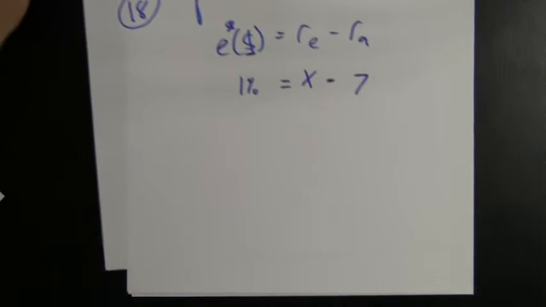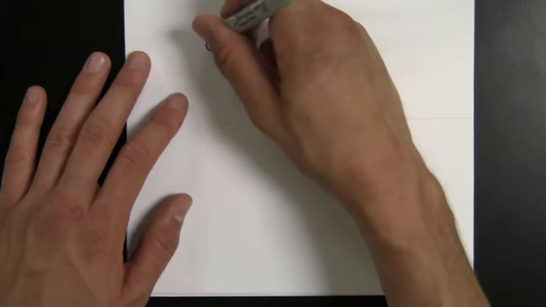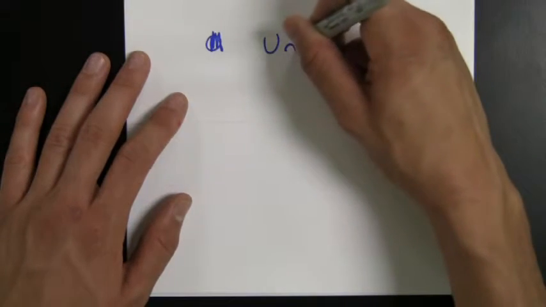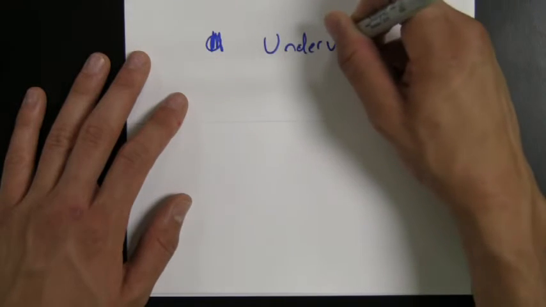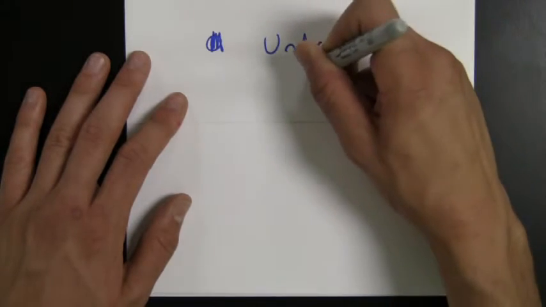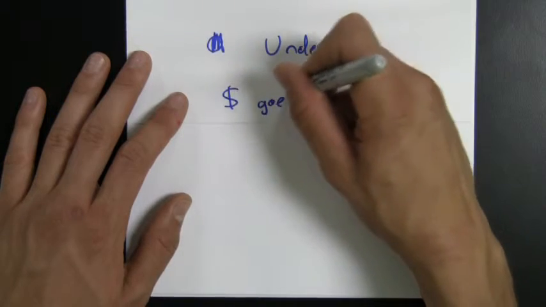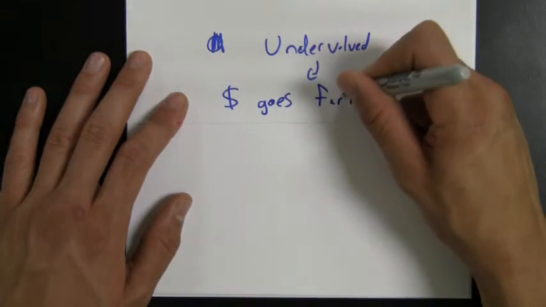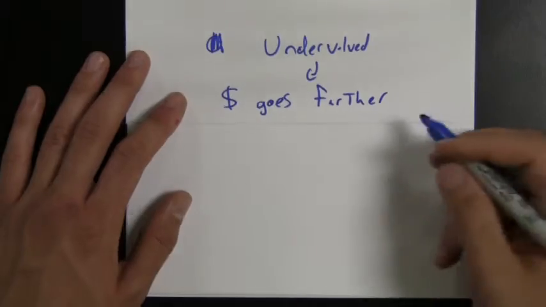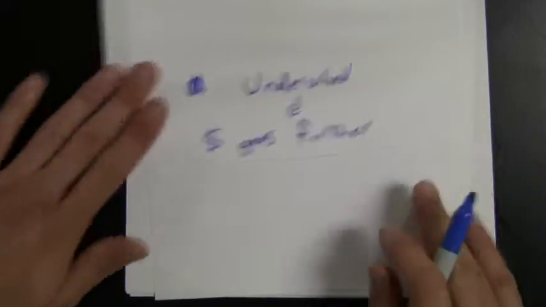Just as a bit of a tidbit, a couple of authors lived in France because the franc was undervalued. When a currency is undervalued, it simply means that your dollar goes farther. You could do more with a dollar in a currency that's undervalued. The dollar goes farther.